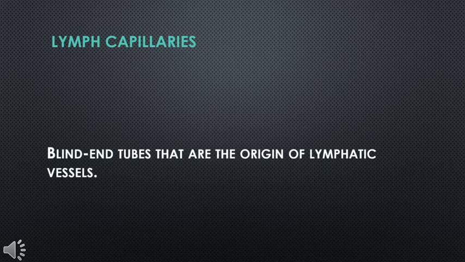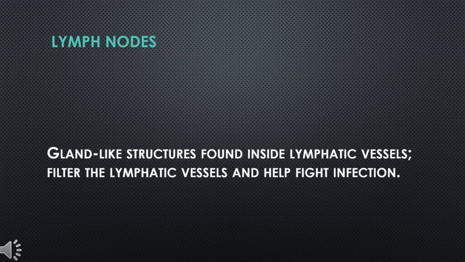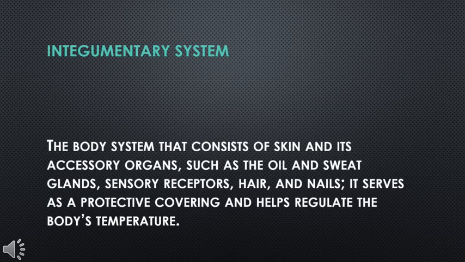Lymph capillaries. Blind end tubes that are the origin of lymphatic vessels. Lymph nodes. Gland-like structures found inside lymphatic vessels, filter the lymphatic vessels and help fight infection. Integumentary system. The body system that consists of skin and its accessory organs, such as the oil and sweat glands, sensory receptors, hair, and nails. It serves as a protective covering and helps regulate the body's temperature.